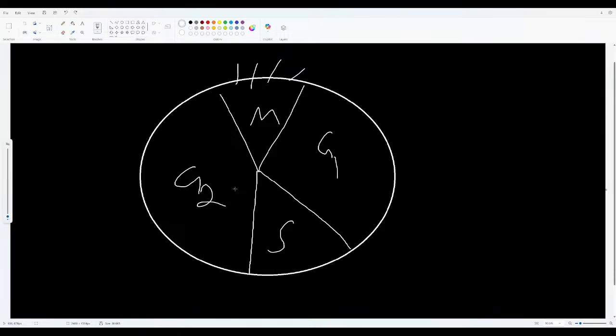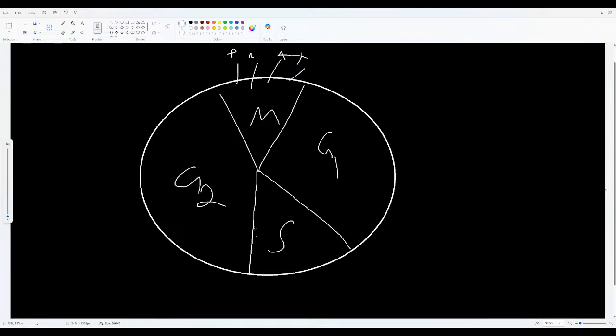And G2 is essentially just the cell doing normal functions, but also getting ready for M phase, which is, of course, the mitotic phase, in which we have a few different phases like prophase, prometaphase, anaphase, telophase, and then we end off with cytokinesis. So the mitotic phase is essentially just when the cell finally decides, okay, I'm going to make another one of myself now. So you take one cell and you turn it into two identical cells. Right, so that's the basic cell cycle.